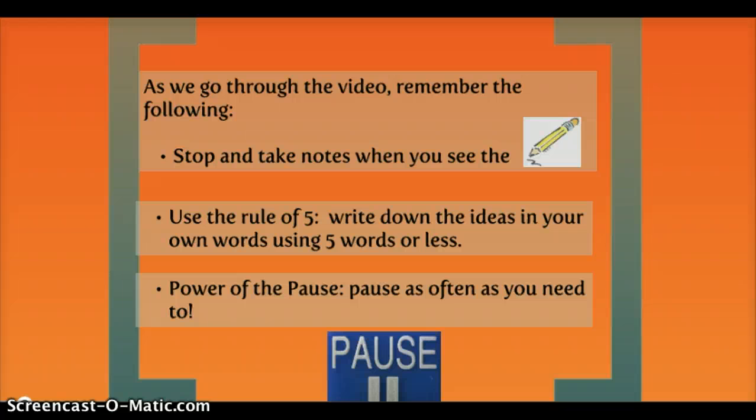As a review, make sure that you are looking for that little pencil symbol. Whenever you see that, you need to stop the video, pause it, and write something down. Use the rule of 5 so that you get your ideas down in a short form rather than copying everything. And then pause as often as you need to. It is okay to stop and to think about it, even if you aren't writing something down.